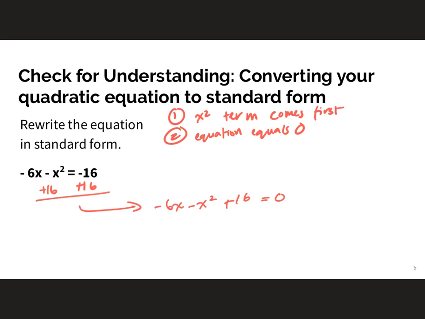Now what I want to do is rearrange my terms, right? I want my x squared term to come first, and I notice that my x squared term is negative x squared, so I'm going to write that first. Negative x squared, minus 6x plus 16 equals 0. And that is the standard form of this equation.